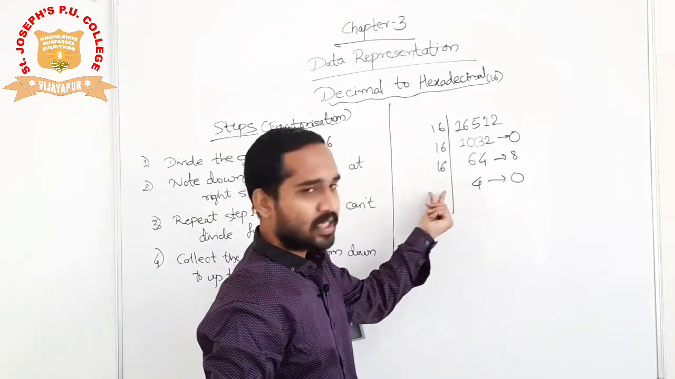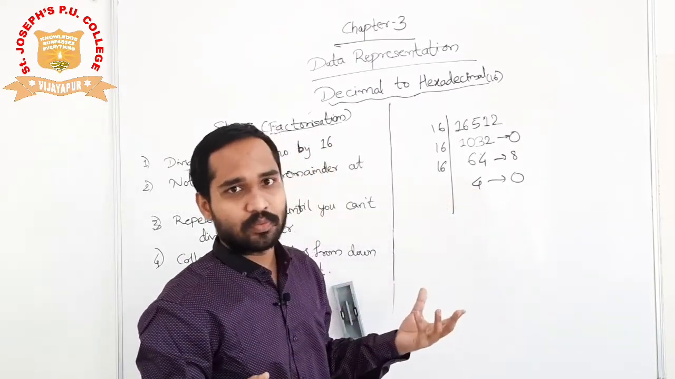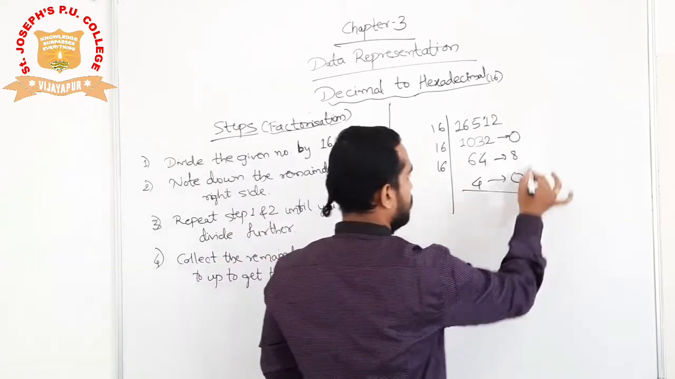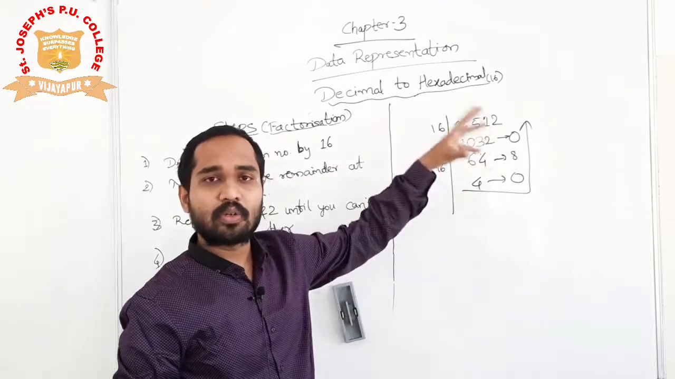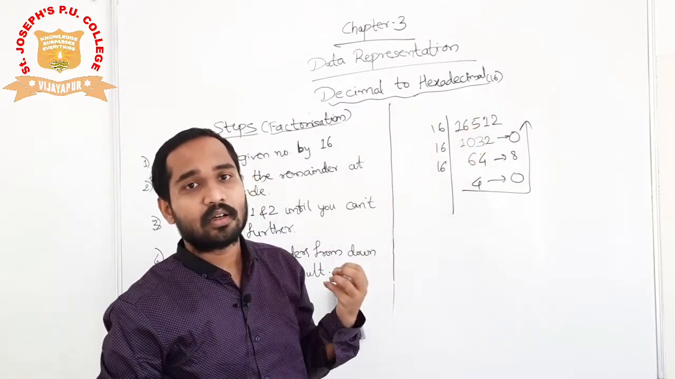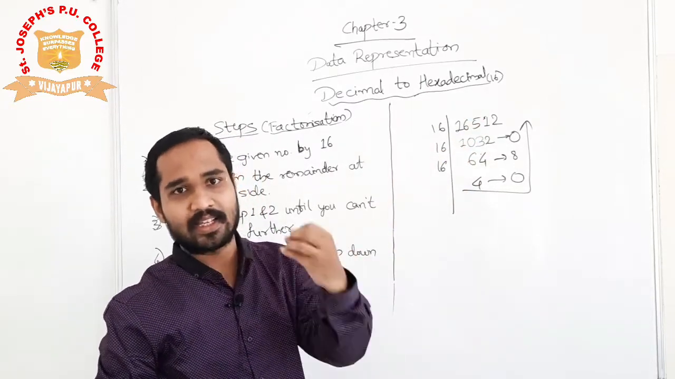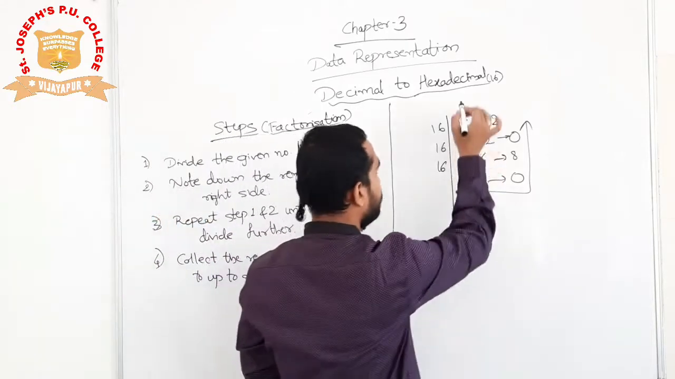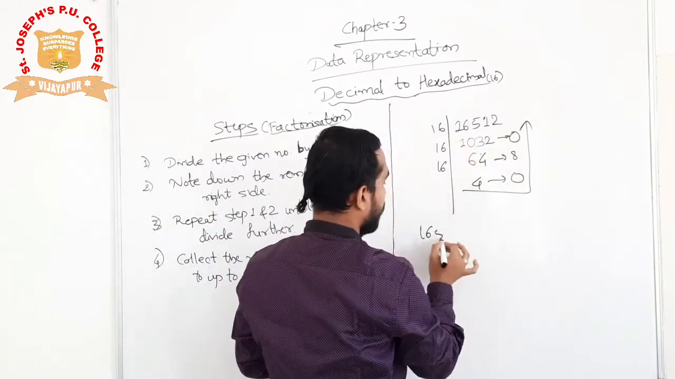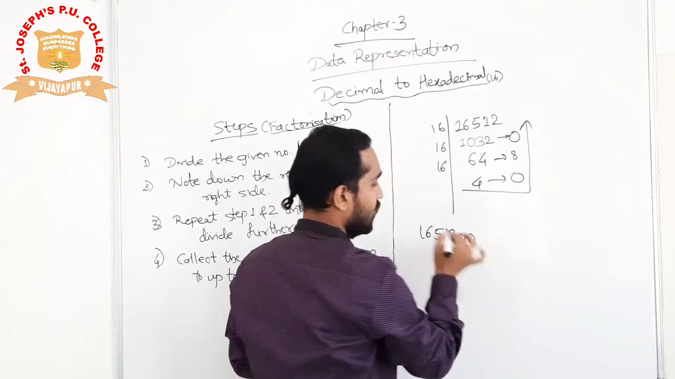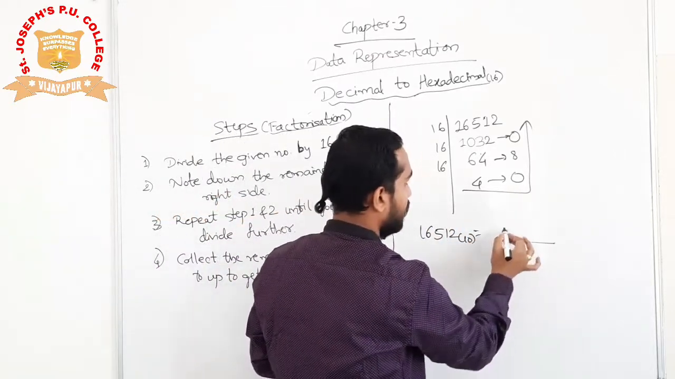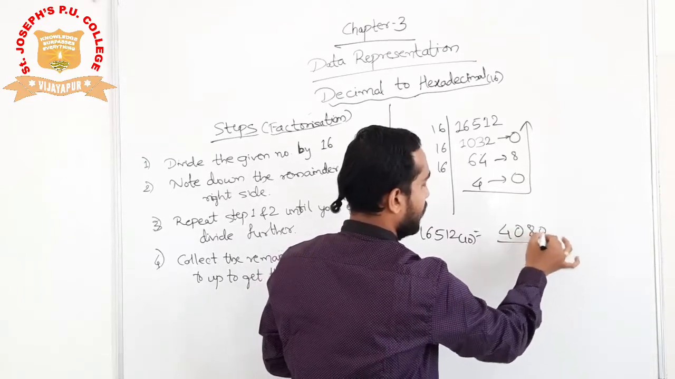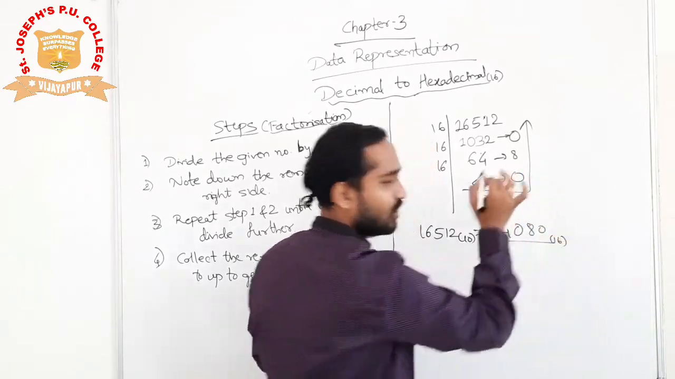Can you divide 4 by 16 again? You can't. Then just take the remainders from bottom to up to get the required hexadecimal number. So 16,512, which happens to be the decimal number, the hexadecimal equivalent of this will be 4080. Is that right?